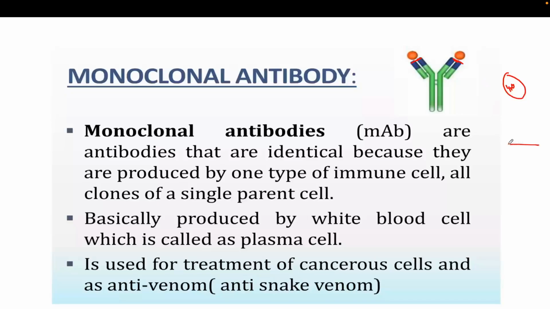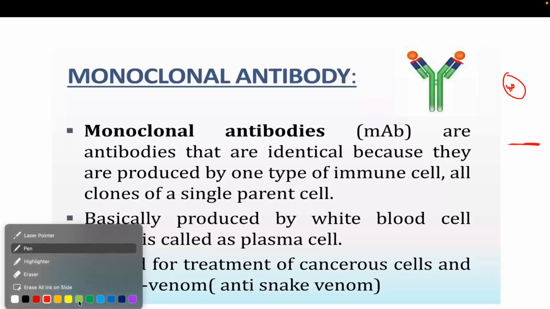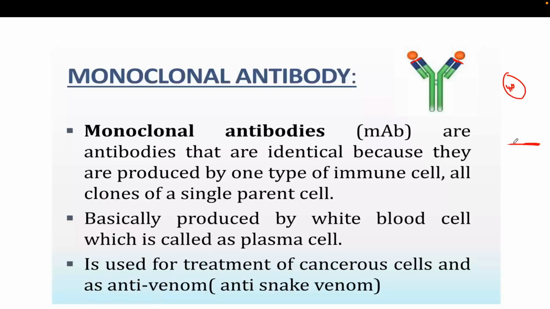Suppose this is a very big antigen. This part has one epitope, this part has one epitope, and this part has another epitope. What does the monoclonal do? Monoclonal will detect only this part of the antigen, but the polyclonal will detect this epitope as well as these two epitopes also.